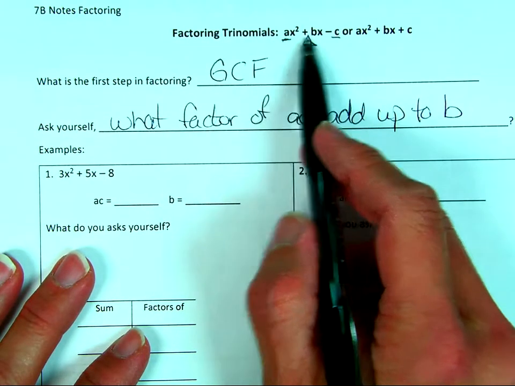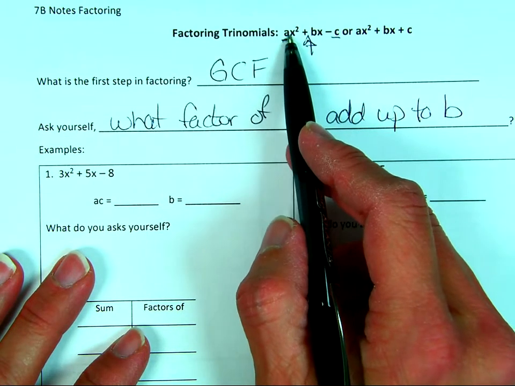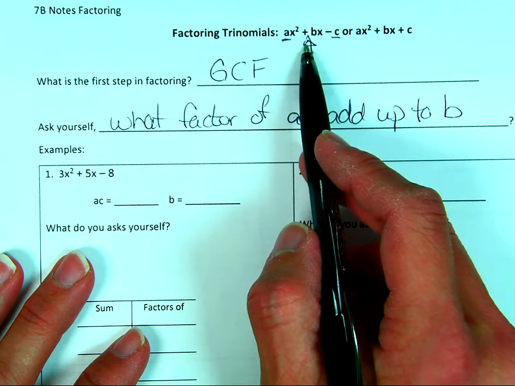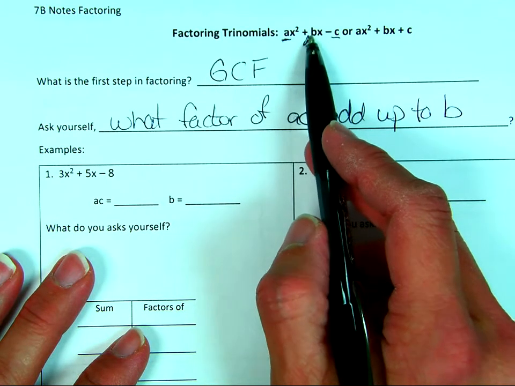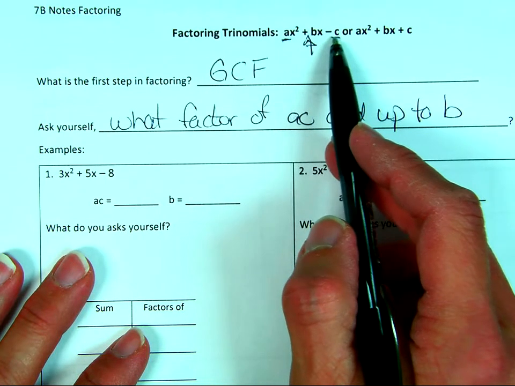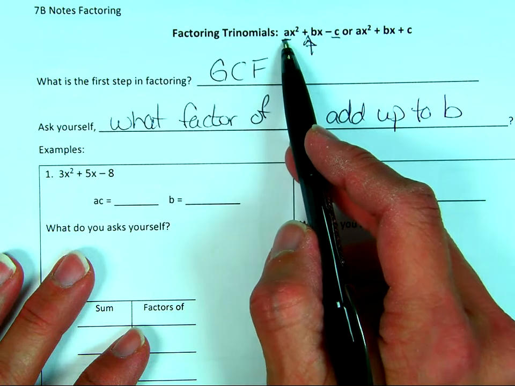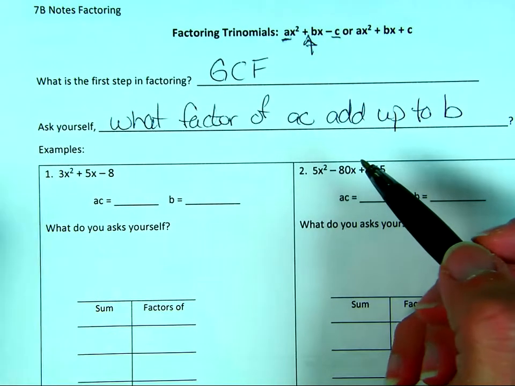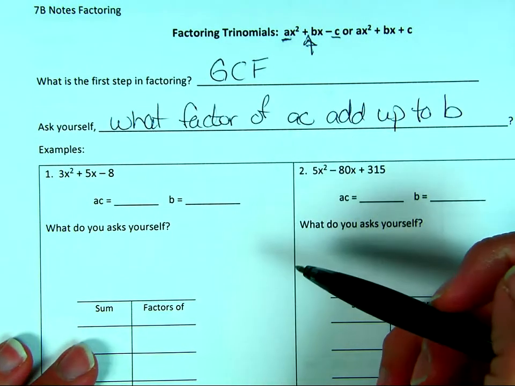Even if these are switched around, A always is the one in front of x squared, B is always the one in front of x. If there's no x, then B is 0. If there's no C, then C is 0. There will always be an A in a quadratic trinomial, otherwise you can't have a quadratic.